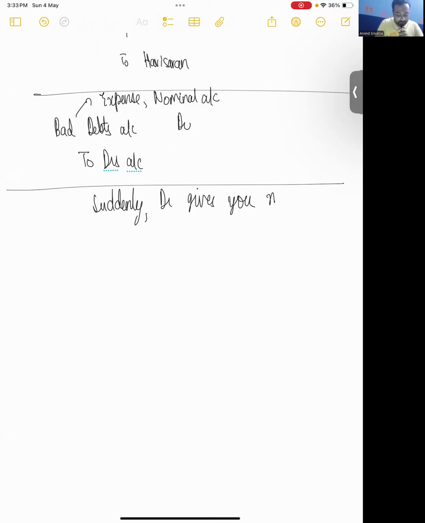Just think logically and tell me what is the entry. First entry you would have posted is debtors to sales. Second entry is this. Suddenly, the debtor gives you money. You didn't even expect money to come. What entry will you pass?